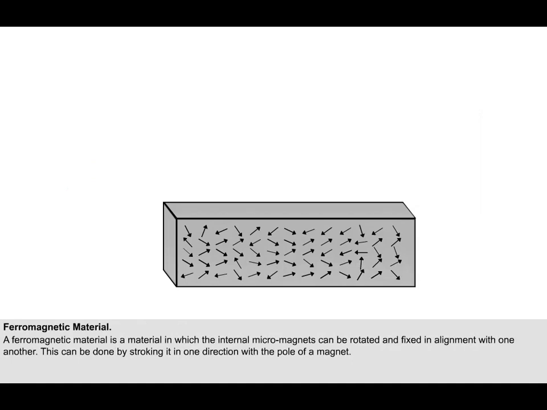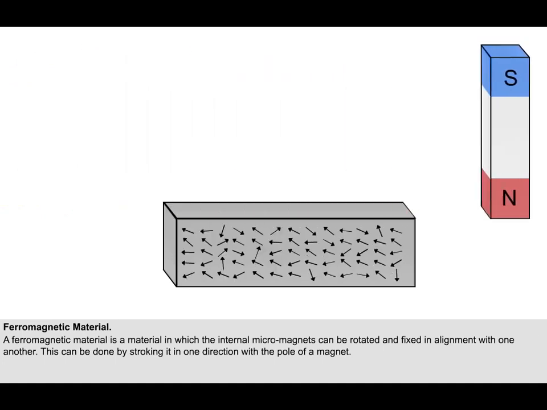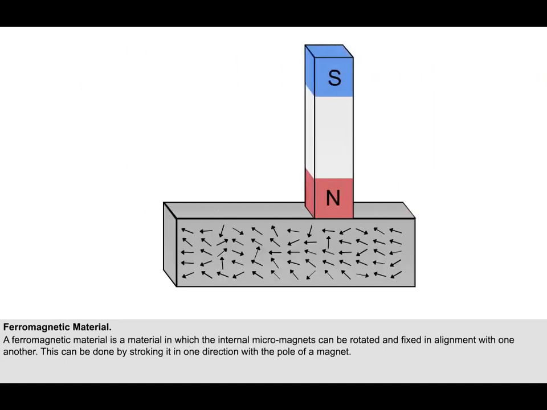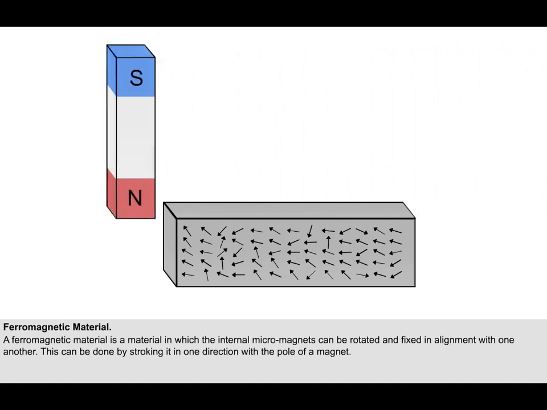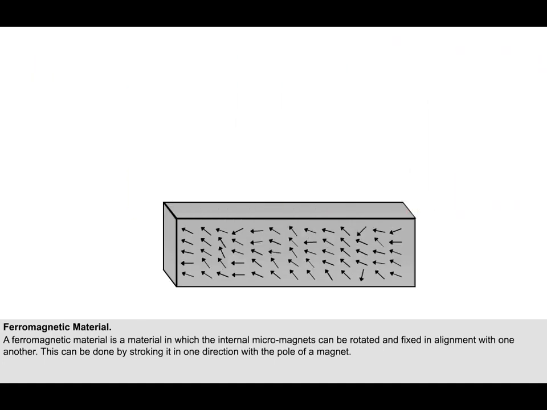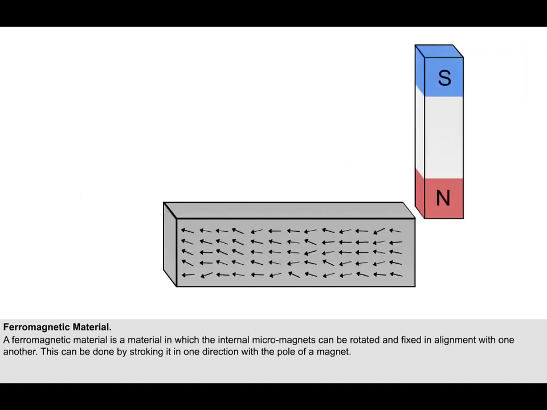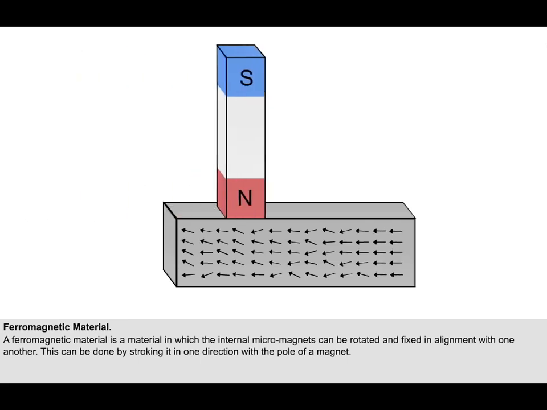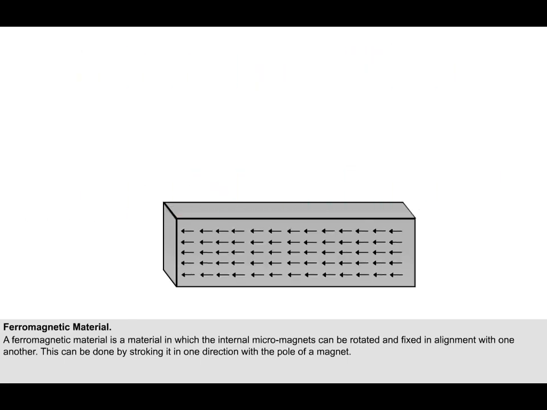A ferromagnetic material is a material in which the internal micromagnets can be rotated and fixed in alignment with one another. This can be done by stroking it in one direction with the pole of a magnet. Here, the north pole of the magnet is pulled along an iron bar, pulling all of the south poles of the bar's micromagnets into one direction, thereby creating more and more micromagnets which are pointing in the same direction. Notice how the originally disordered micromagnets become aligned as they are pulled into place by the magnet.